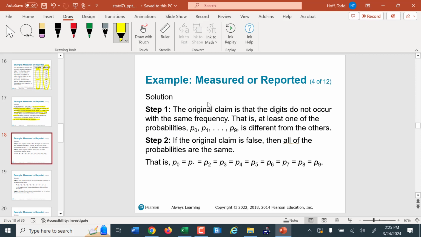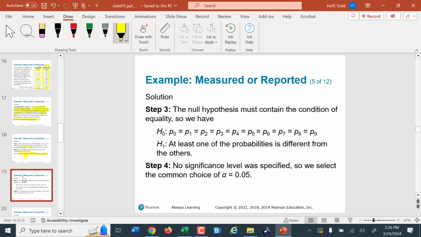So our original claim is that they do not fit these frequencies. The proportions are not equal. If that is not true, the alternative would be that they are all approximately equal. Now, remember we said this is what we end up making the null hypothesis, that they are all equal. So the null hypothesis is that the proportions of each last digit are about the same, or close enough to the same. The alternative is that at least one of them is different than what we would expect.